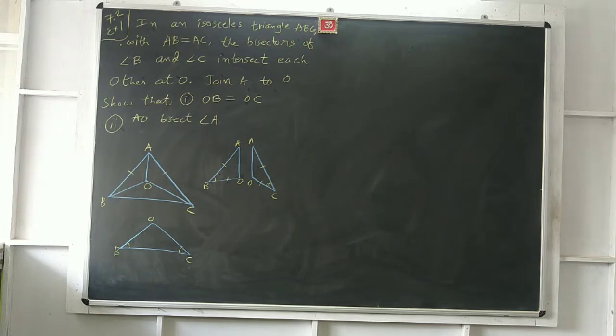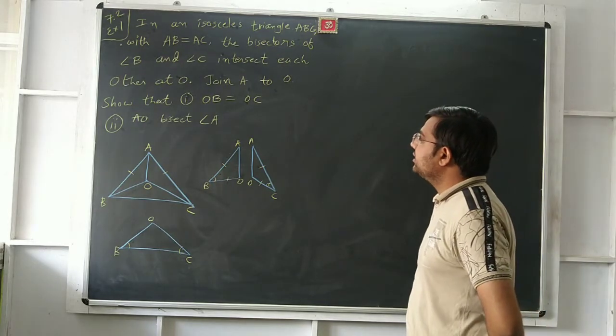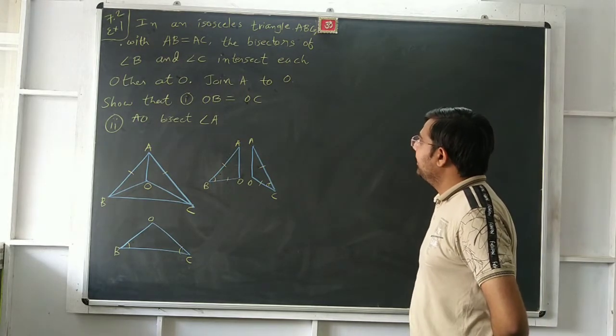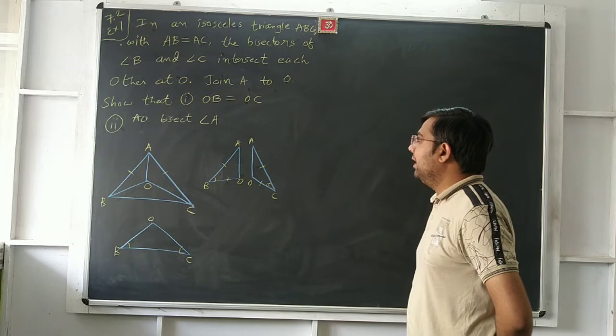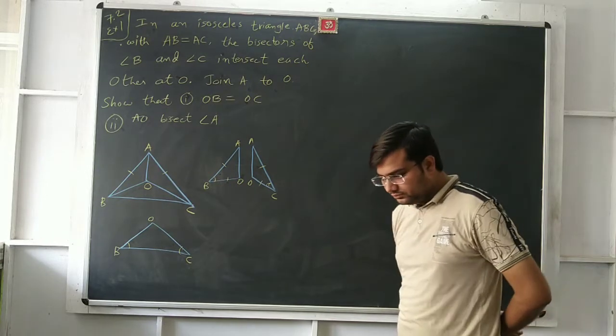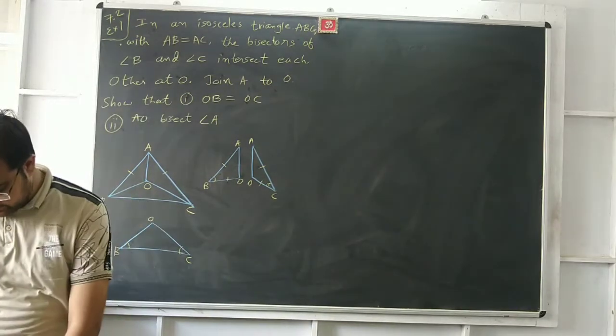In the first question, in an isosceles triangle ABC with AB equal to AC, the bisectors of angle B and angle C intersect each other at O. Join A to O and show that first, OB is equal to OC, and second, AO bisects angle A. Okay, now we have to start with the first.